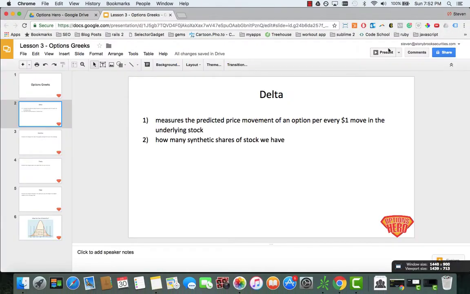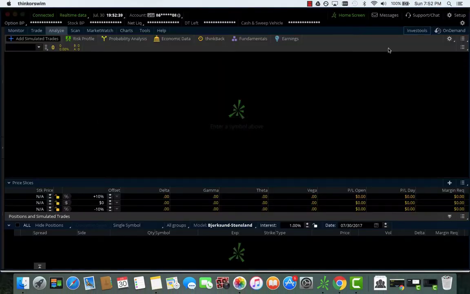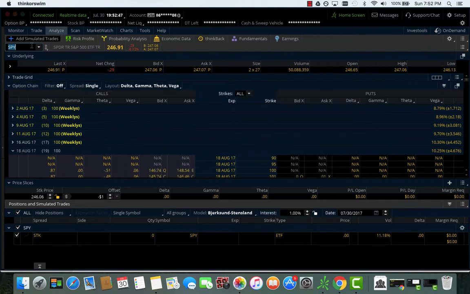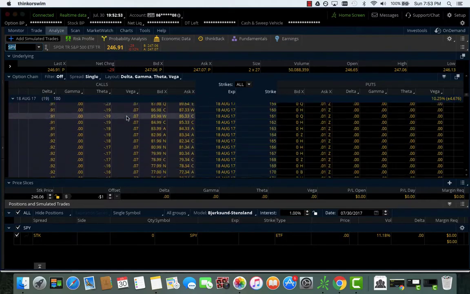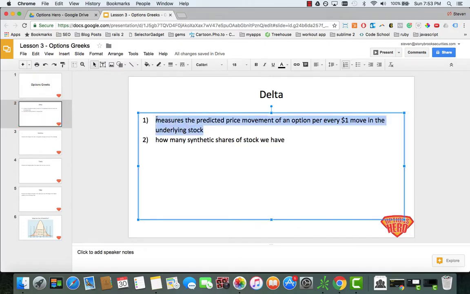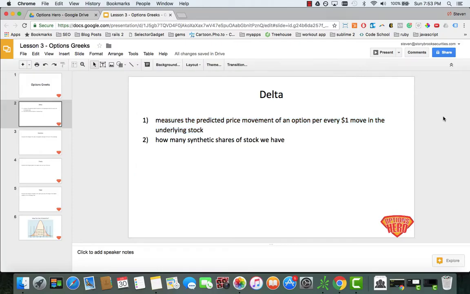So let's go over to the handy trading platform to see this. We're going to do this in SPY, and obviously we're going to do it in SPY because we just went over the lesson about liquidity being the most important thing ever. SPY is the most liquid product in the world. So we said delta measures the predicted price movement of an option per every $1 move in the underlying stock.